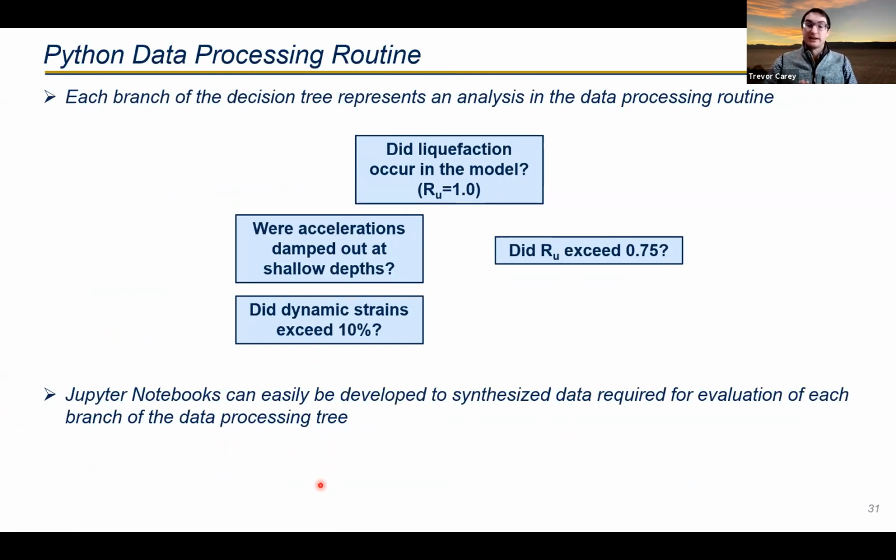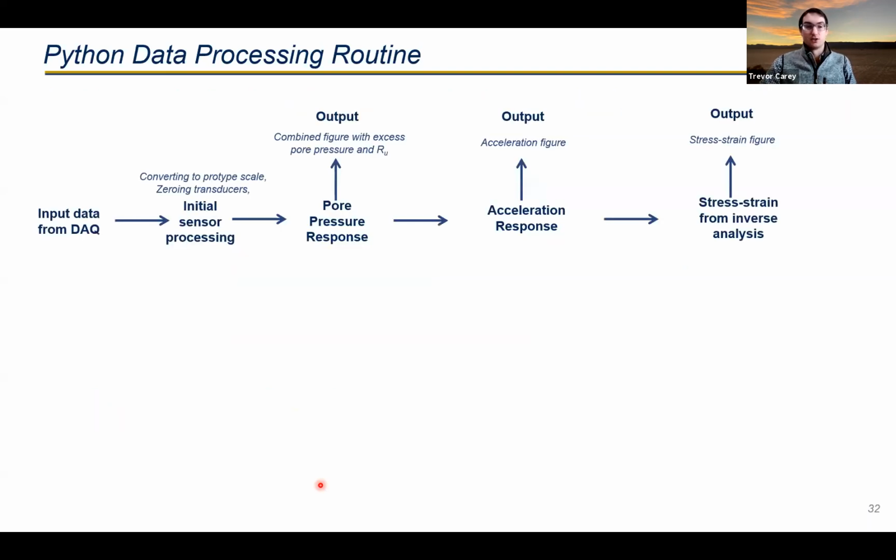So I'm going to give you a quick pseudocode of what that would look like at the Center for Geotechnical Modeling. We first get input data from the DAC. This is the data that we've recorded from the geotechnical centrifuge. This is the output data that the LabVIEW program gets us. We do some initial sensor processing.